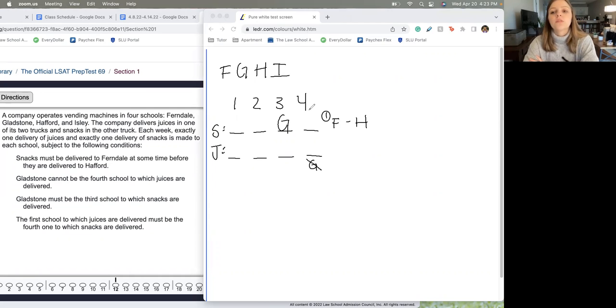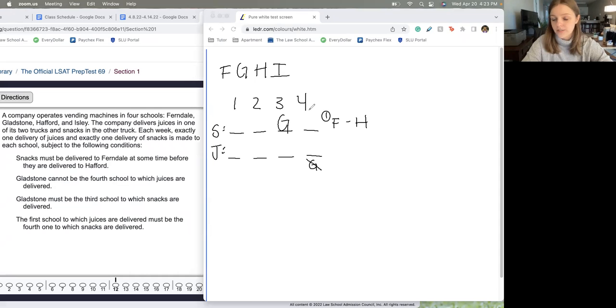Now, our last rule is kind of where they combine the two, or they're mushing the two categories together. So it says the first school to which juices are delivered must be the fourth one to which snacks are delivered. So we have to make sure that our variable is in the same spot. If we put G in J1, then we'll have to put G in S4, basically.